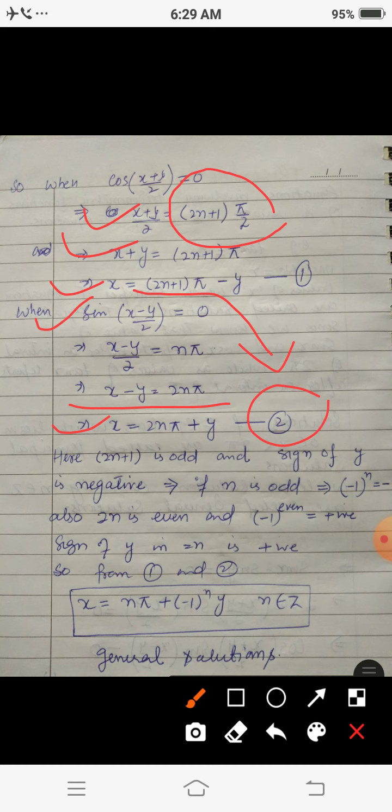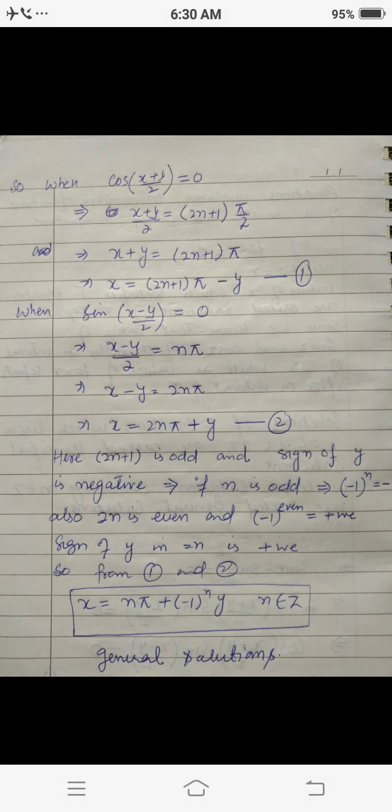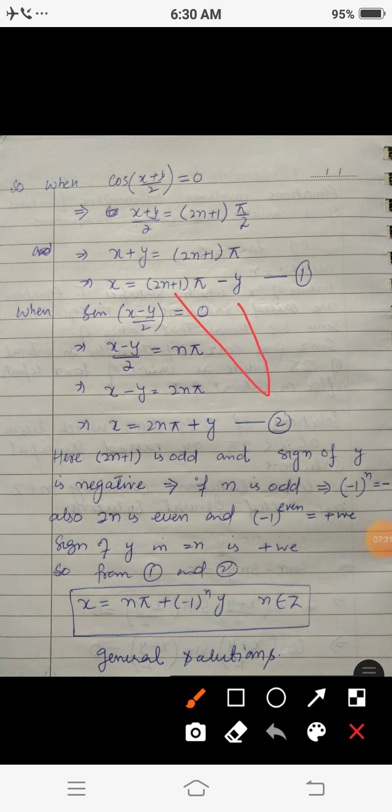Here, from the first equation, the coefficient of pi is an odd number, and here the coefficient of pi is an even number. So for odd multiples of pi the sign of y is negative, and for even multiples of pi the sign of y is positive. We can combine these two statements as x equals n pi plus minus 1 raised to the power n y, because n pi means either an odd or even multiple, where n is an integer.